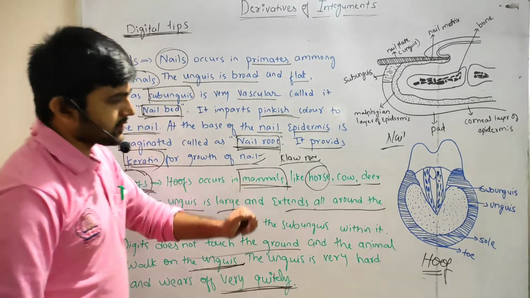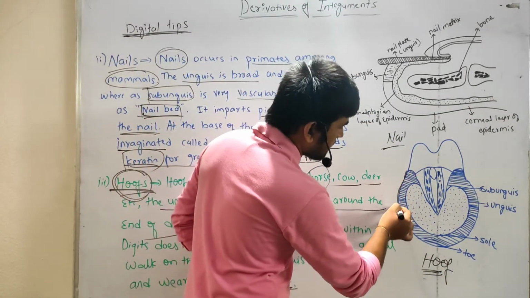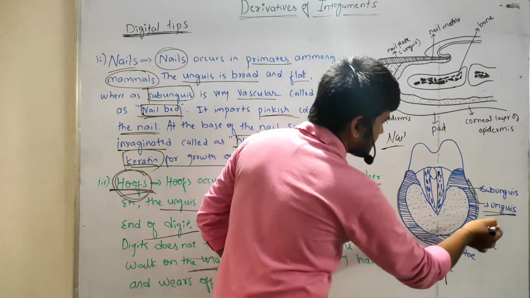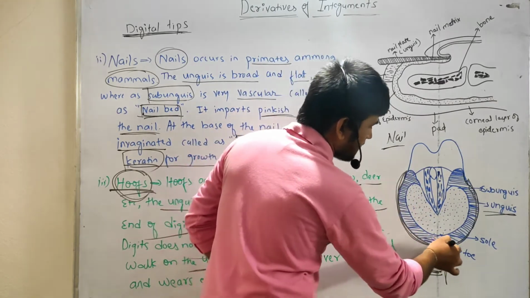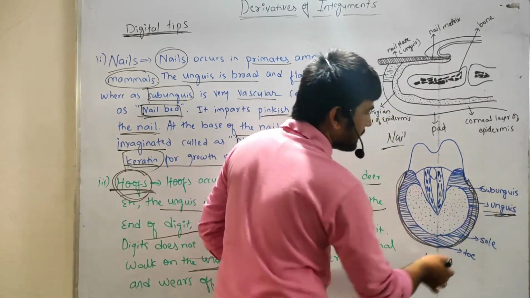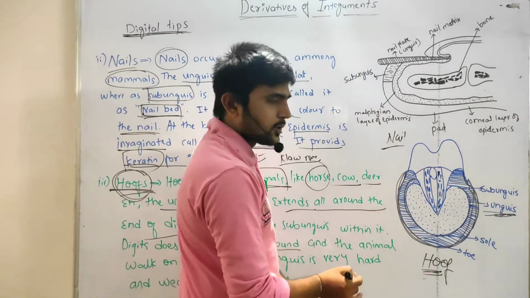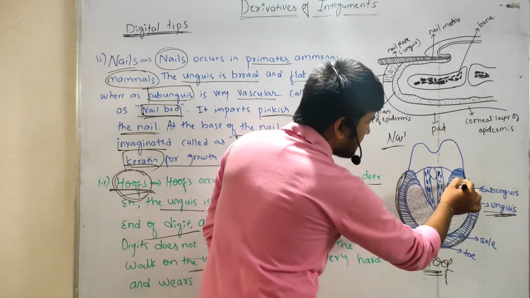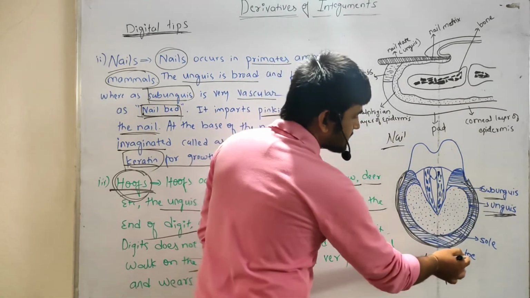So see the structure here. This is the structure of a hoof, right? The outermost layer formed here is the anguis, which goes totally around the distal part, and the lower one is the subanguis. The outermost layer is the anguis and the inner one is the subanguis, right? And this is the toe.